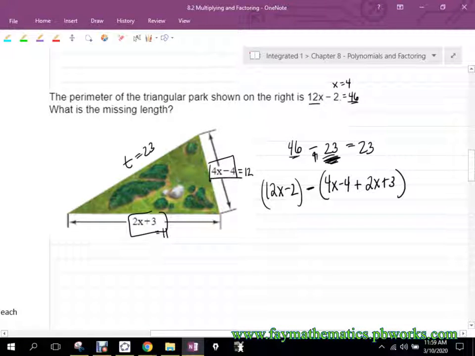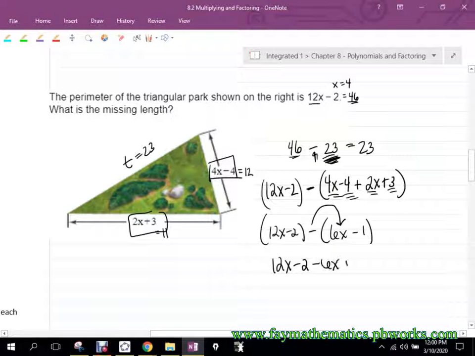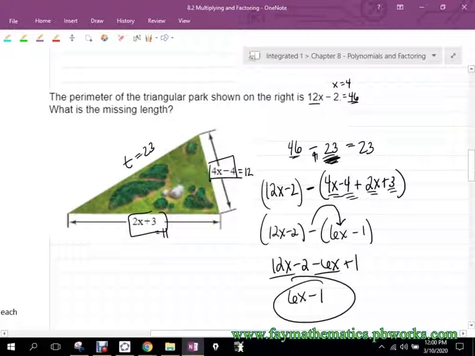So can I combine some? It depends on how you want to do it. I think most people would probably combine the like terms inside these parentheses first. What's 4x plus 2x? 6x. And what's negative 4 plus 3? Negative 1, right? So now can I go 12x minus 2? What do I do with that negative? Distribute. So we get negative 6x plus 1. How many x's then will you have? 6 of them, right? So you get 6x, and then what's negative 2 plus 1? Negative 1.